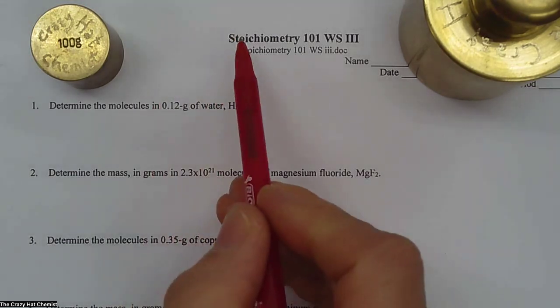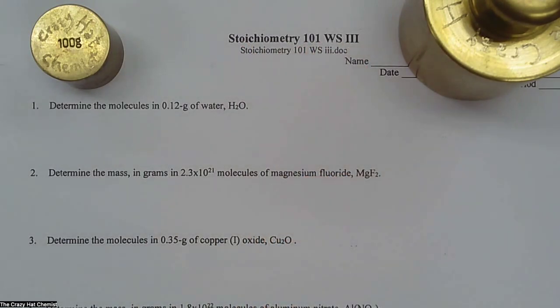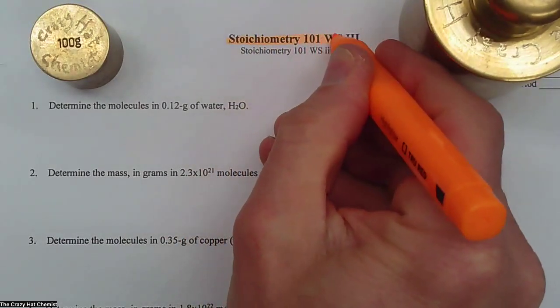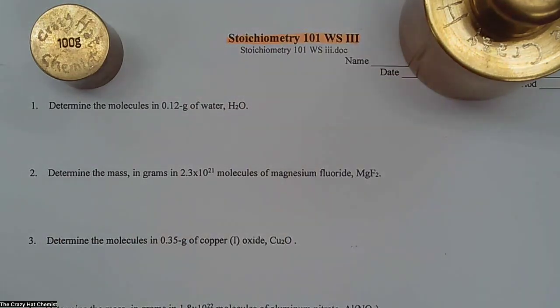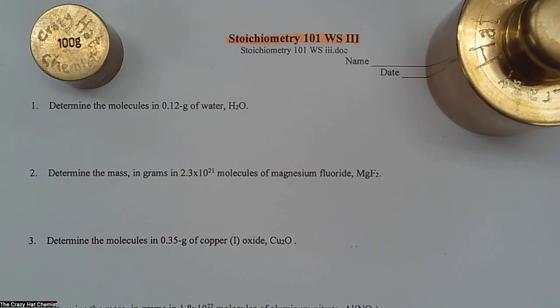Today we are doing the Stoichiometry 101 worksheet number 3. Let's highlight that here right at the top, folks. That's right, Stoichiometry 101 worksheet number 3. All right, fantastic. So we're going to get started with this one here.